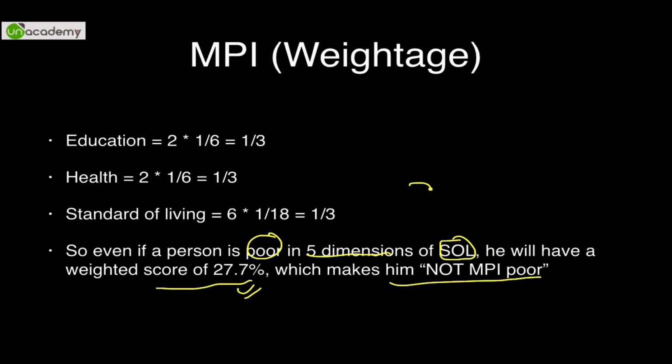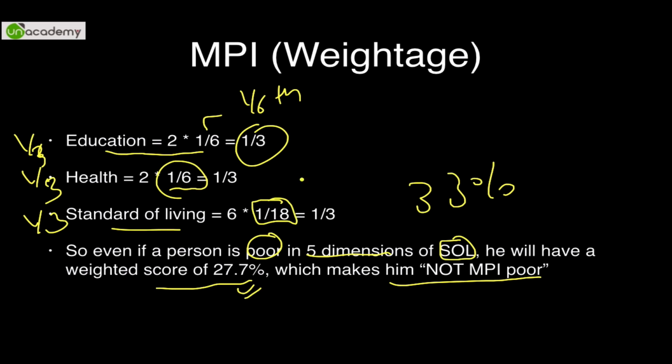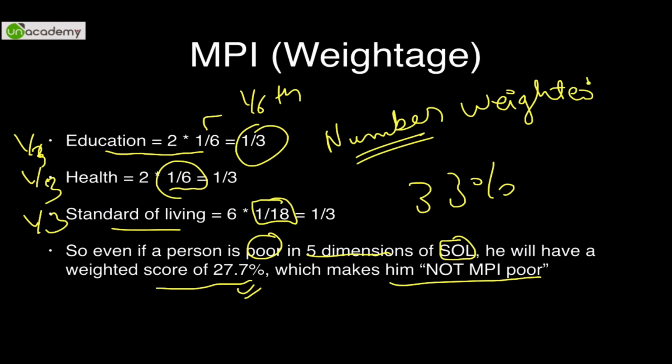At least 33% weighted average is required. So in education, you give high weightage. All the three have 1/6, 1/6, 1/3, 1/3, and 1/3 weightage. So the total weightage is 1. Education has 1/3, but since there are only two indicators, each has 1/6. Health also has 1/6, but in standard of living it is 1/18th. Just remember this, because there are 6 of them, that is why 1/18th. So do not go by number of dimensions, go by weighted average. Weighted average is more important than number of dimensions when it comes to MPI.